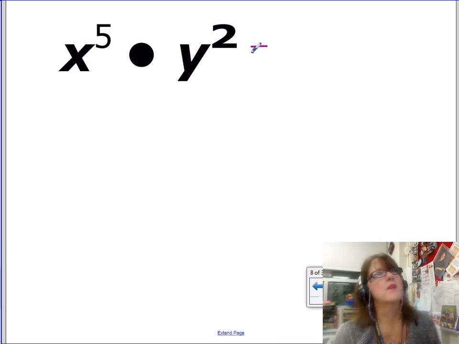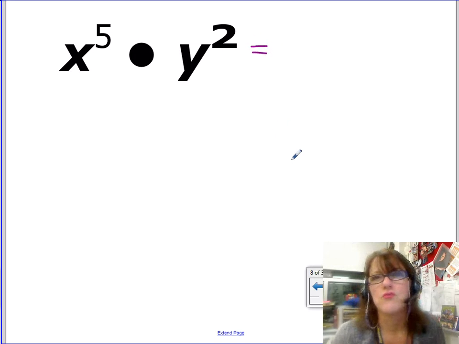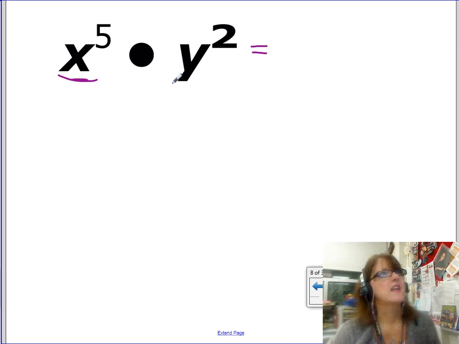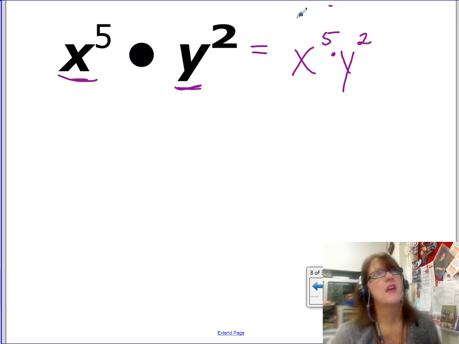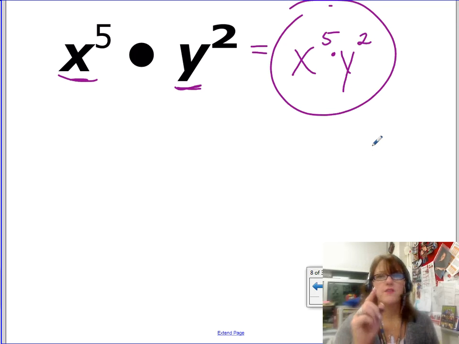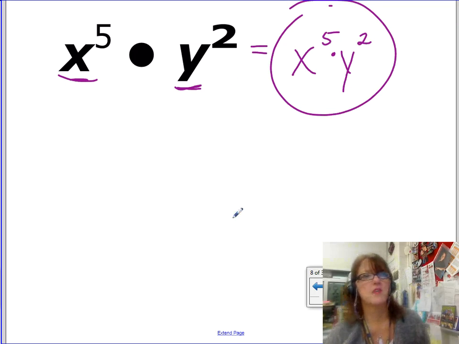Okay, how about this one? Oh, did I trick you? This one, x and y, these are different bases. Guess what? You cannot simplify this at all. Leave it as is. Different bases means leave it alone. It's fine just the way it is. Okay, that's the multiplying rule. But the key is you must have the same base. Awesome.